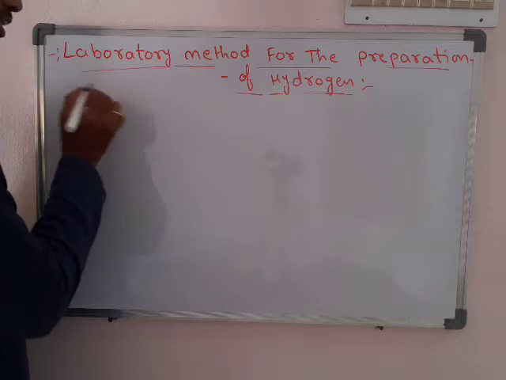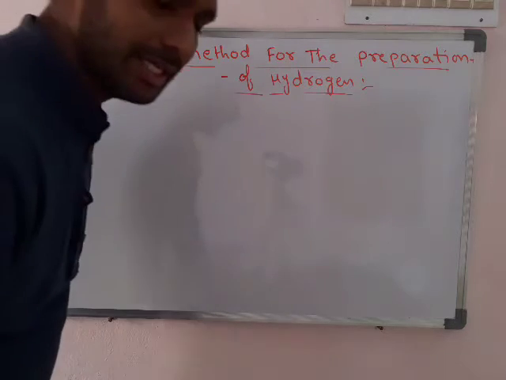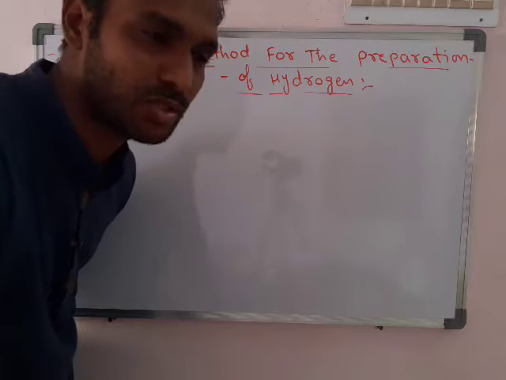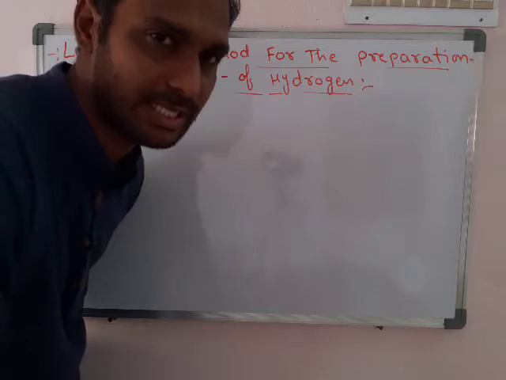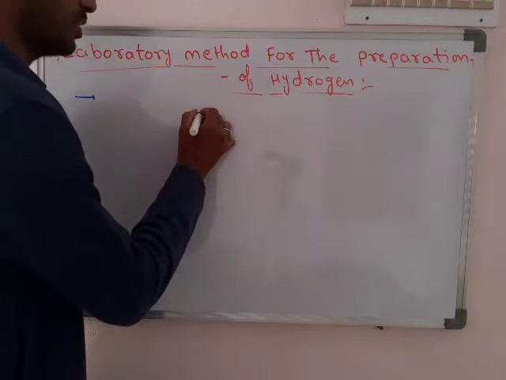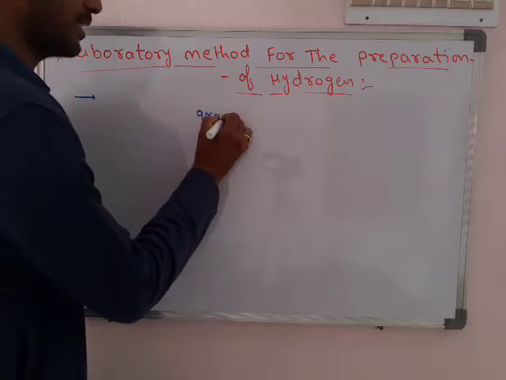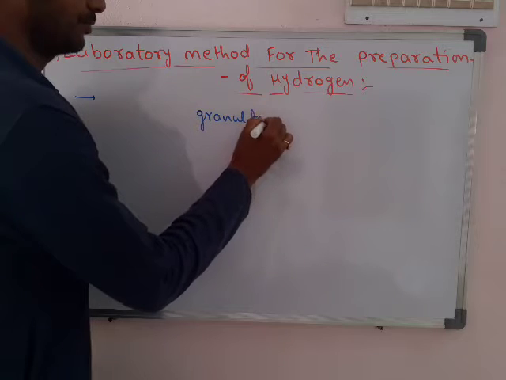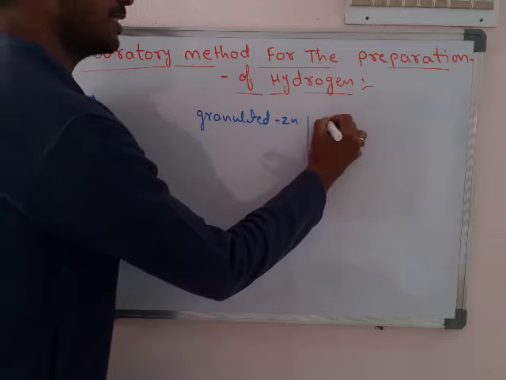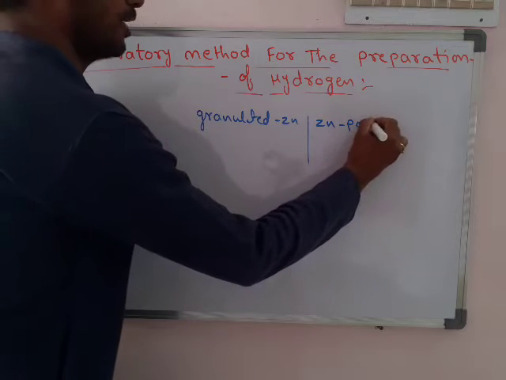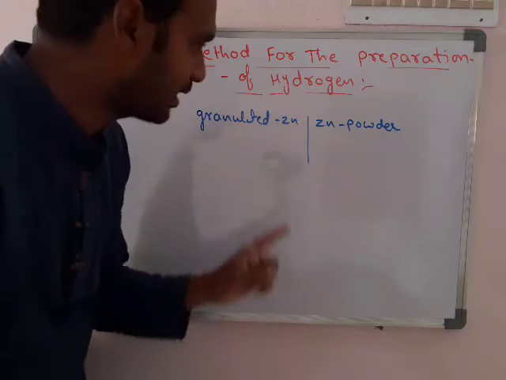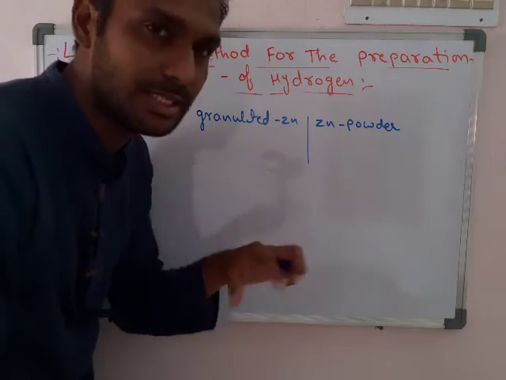The metal used here is zinc, in the form of granulated zinc. Actually, zinc dust is also available, and zinc dust means powder form. Two forms of zinc are available: granulated zinc, and the second one, zinc dust, which is a powder form. Here we take the granulated zinc in this experiment.